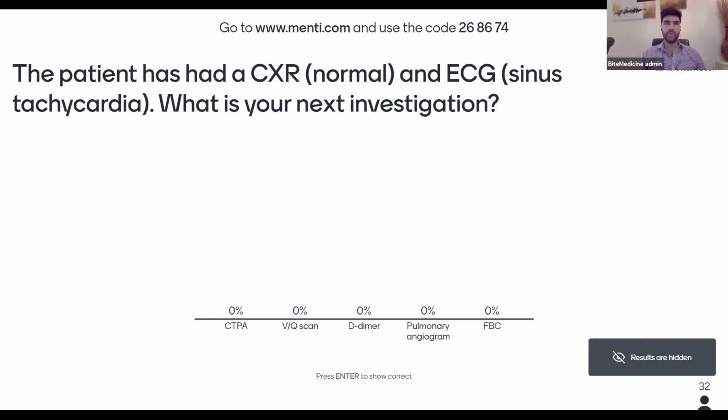There's a few questions in the Q&A. Let me just have a look. So how do you assess a JVP? We can discuss that at the end. How is obesity a risk factor? So we discussed that. It's from venous stasis.